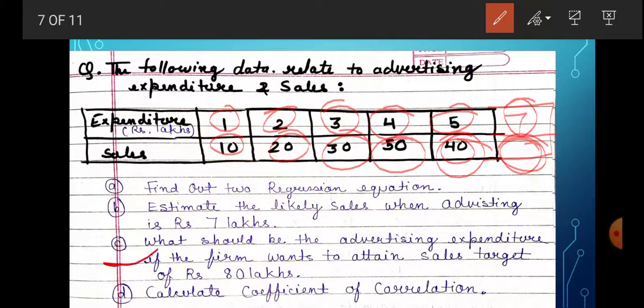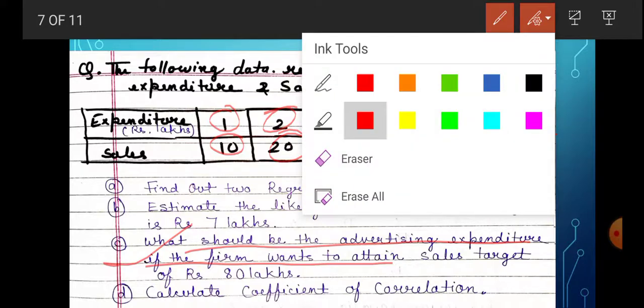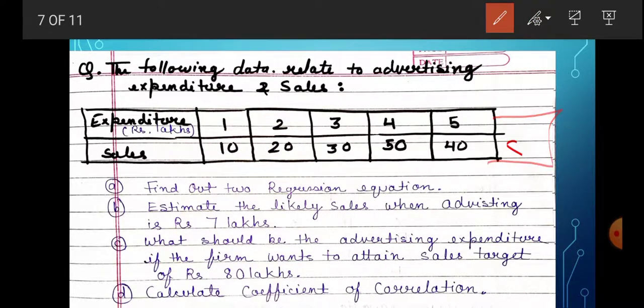Another question is, what should be the advertising expenditure if 80 lakh is the sale? Now, the next question: if sale is given as 80 lakh, then what will the expenditure be? There is no uniform pattern, so without using regression analysis we cannot find the perfect answer. So we have to go through the regression equation.